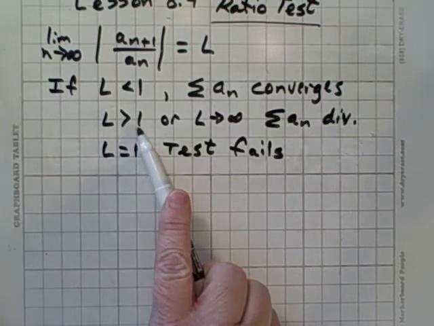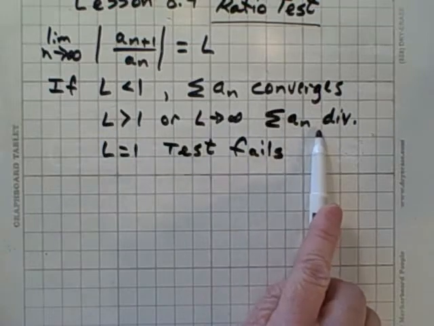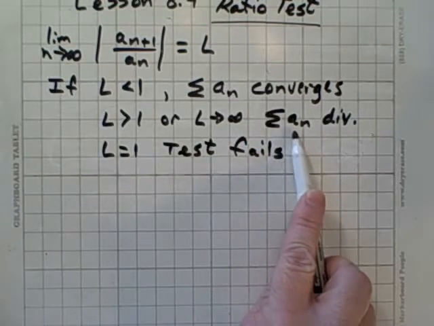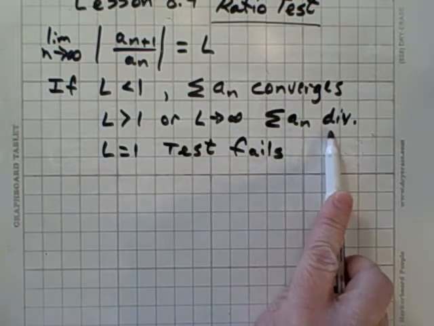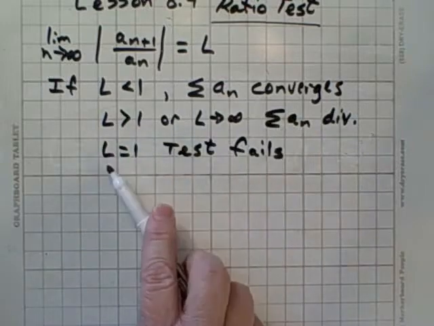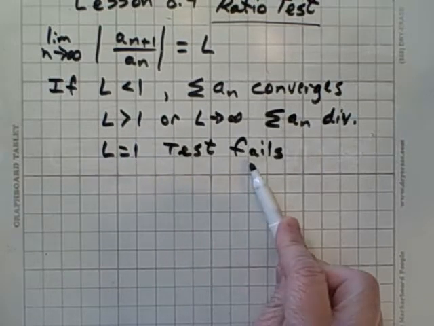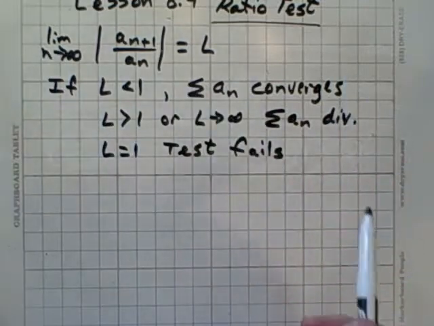If it turns out that the limit is bigger than 1, of course in a geometric series, if r is bigger than 1, it does diverge. Obviously the same would be true if the limit is climbing to infinity. That would tell us that the series is divergent. If L is equal to 1, that does mean that the test fails, and we would try a different test.